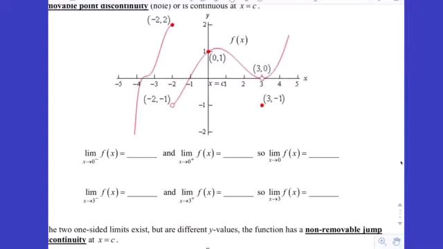Don't overthink this. This should be an easy idea. The limits are the roads. The function value is the bridge, the dot.